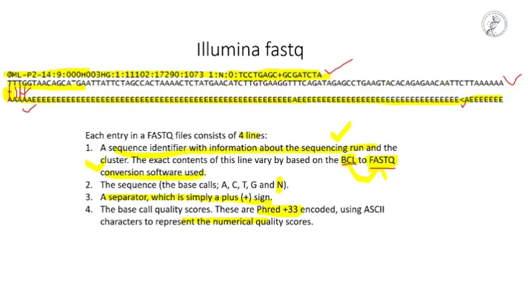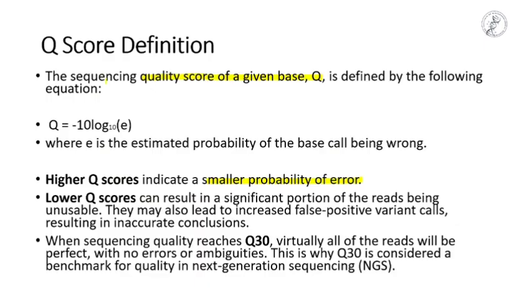Okay. PCR is a technique in which a lot of error can occur. During this addition of nucleotides, error can occur. If the quality score is high, the chance of error is less. If the quality score is low, the chance of error in calling that base at that particular position is high. So a high quality score is better than a low quality score.